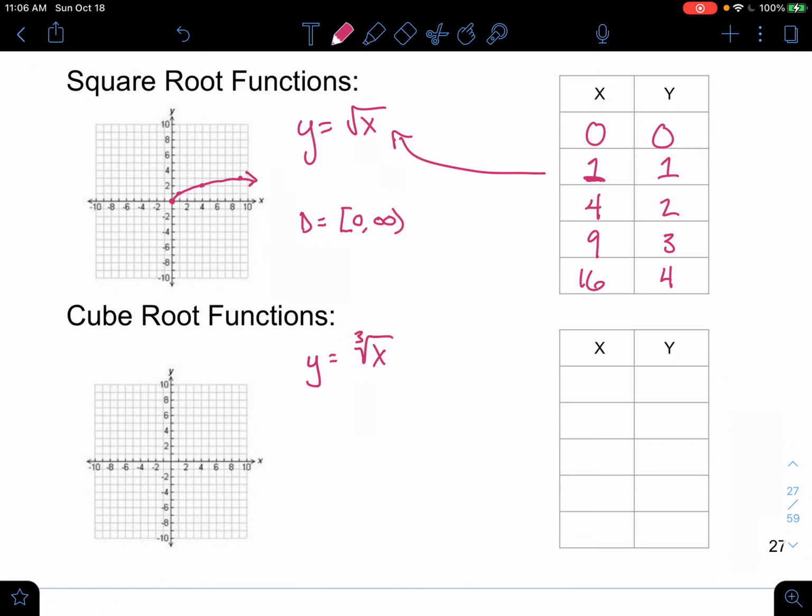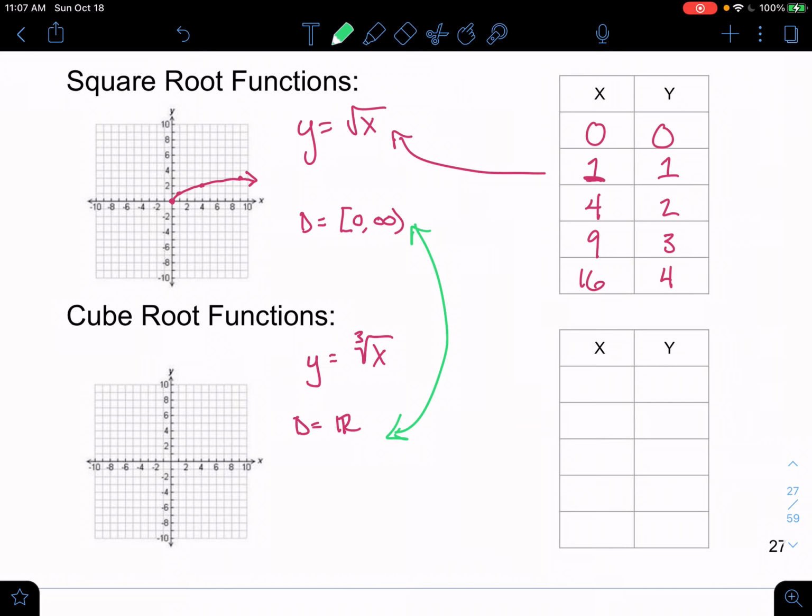Now, when we get to the cube root function, this would be y is equal to the cube root of x. So thinking about this, we can take the cube root of negative numbers, right? So the domain of our cube root will in fact be all real numbers, which is different than what we were seeing in our domain for our square root, right? You can take the cube root of a negative number, so that's not an issue.